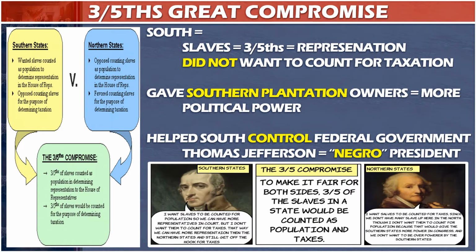So the Three-Fifths Compromise. The Three-Fifths Compromise was basically a compromise between the North and the South. The South wanted the slaves to count as 3/5 of representation, but they did not want to count them for the purposes of taxation. Now you might say, why do they want these slaves to count for representation? Do they want these slaves to vote? And the answer is no, they didn't want them to vote.